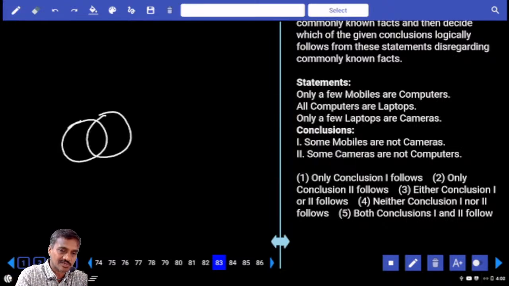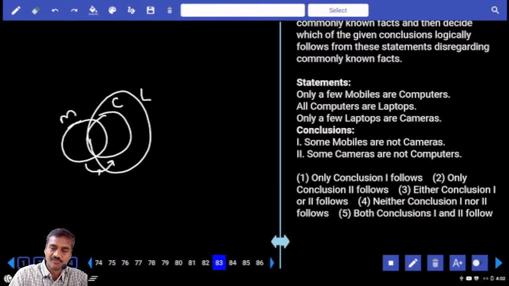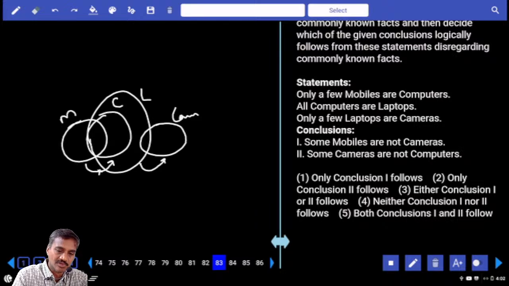Only some mobiles are computers but not all. That means all these mobiles are not a part of computer. All computers are laptops. All these computers are what? Laptops. And only a few laptops are cameras. Only some laptops are cameras but not all.